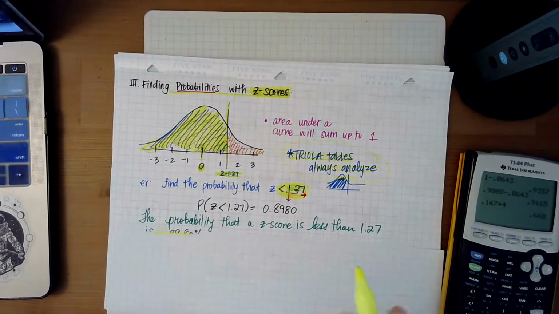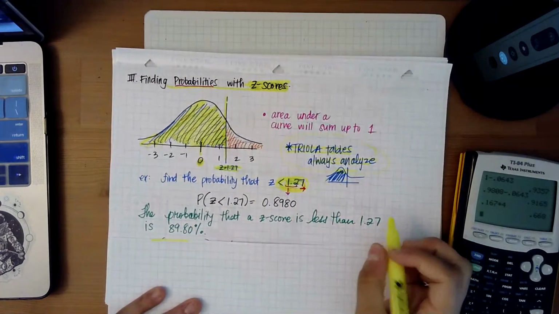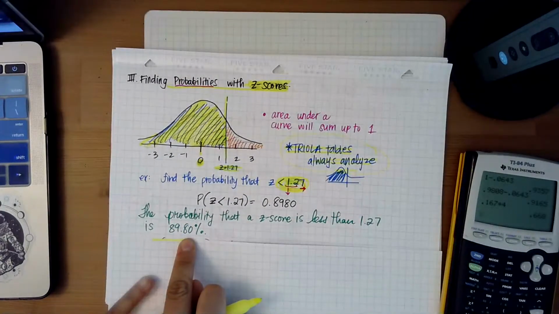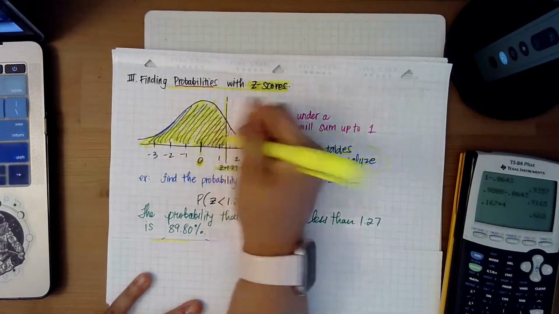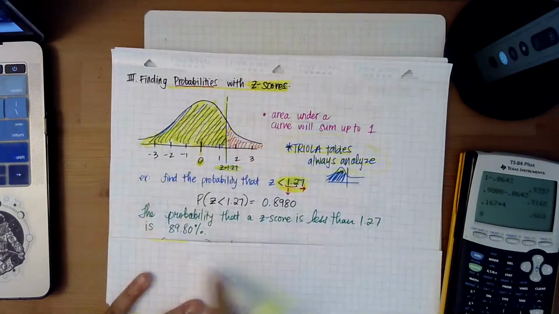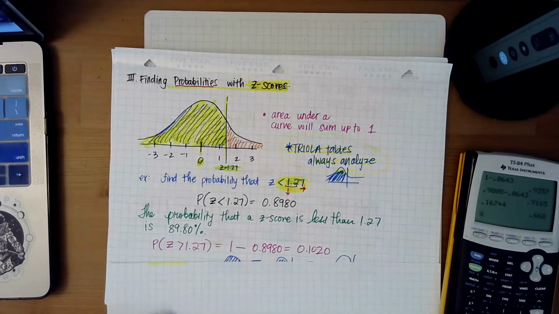So then this means that the probability that a z-score is less than 1.27 is 89.80%. Notice that this means that this table of values here is shaded at around 90% of it, right? Okay, now let's look at this other one.